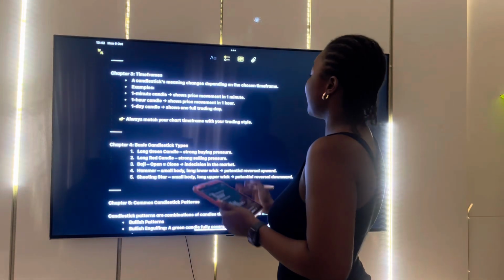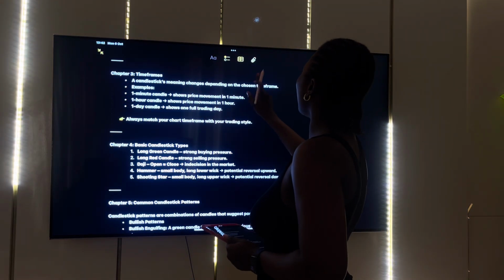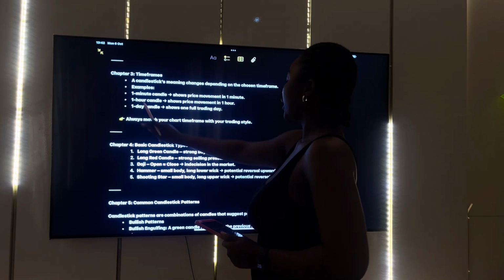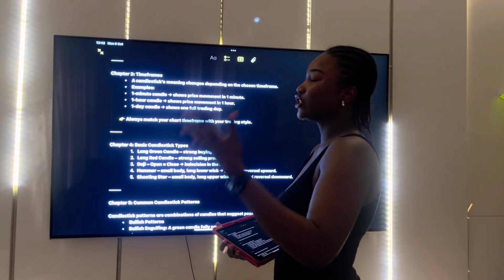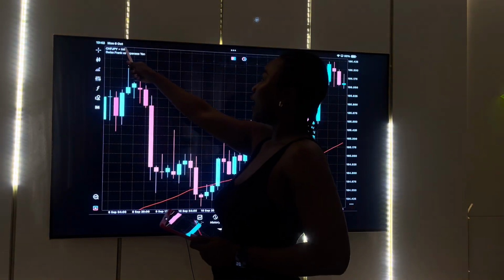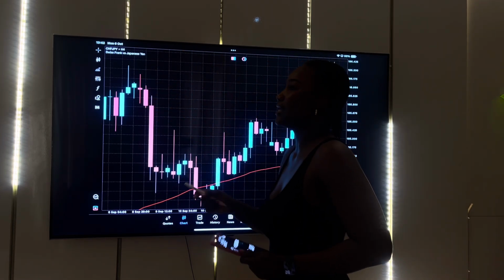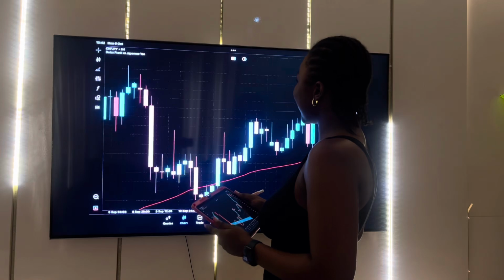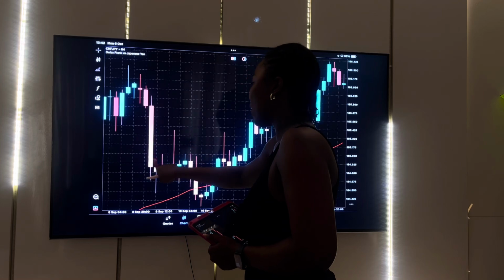Let's go to time frame. Now, a candlestick's meaning changes depending on the chosen time frame. Example, on a 1 minute chart, each candle represents 1 minute of price movement. On a 1 hour chart, each candle represents 1 hour of price movement. Let me show you what I mean. Currently, we are on the 4 hour. See, it's H4. We are on the 4 hour time frame, which means that each candle represents 4 hours of price movement. The open, the high, the low, the close, everything is happening within 4 hours. Each candle, 4 hours, 4 hours, 4 hours.